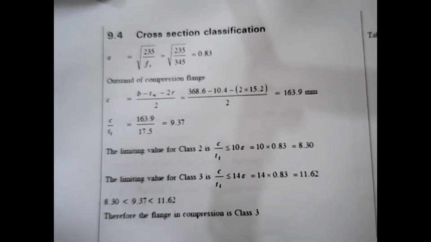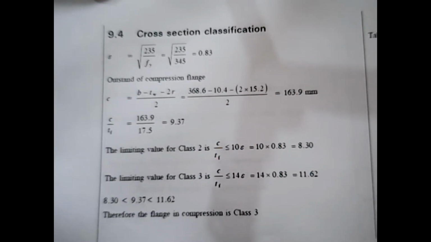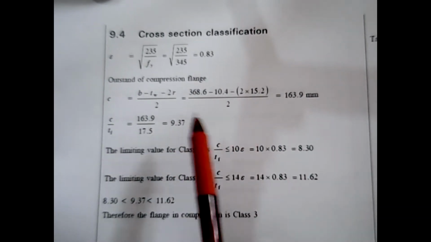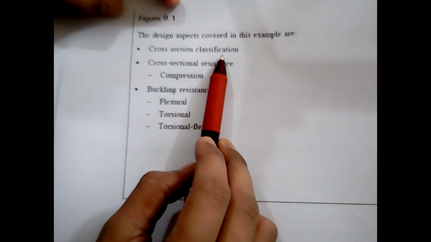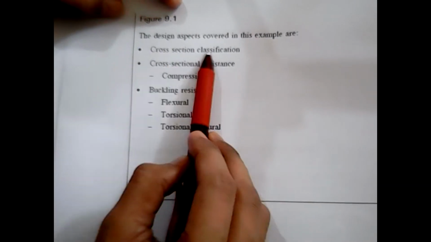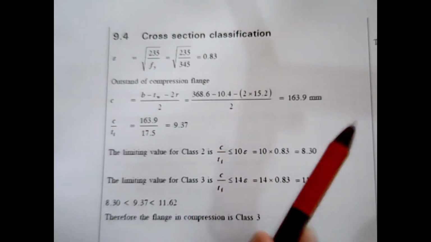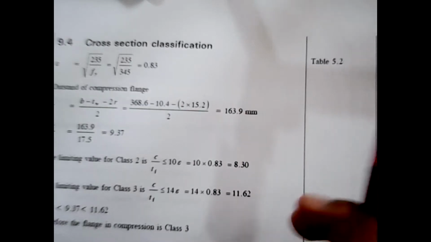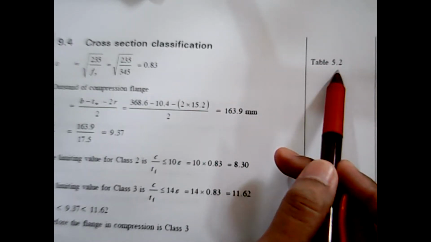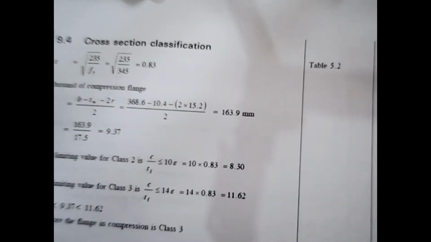Once you have done the properties of the column, we know that they can be found in the dimensional properties table. So now we can start off with our first task, which is cross-section classification. As I said earlier, you are familiar with it already. You can refer to table 5.2, BS EN 1993 part 1-1.